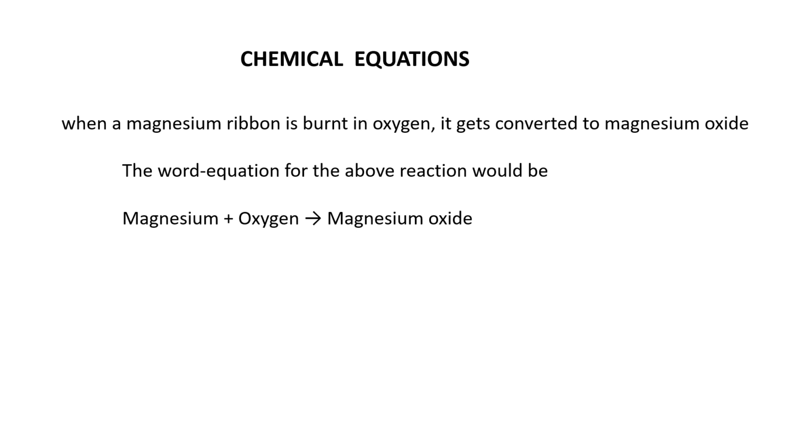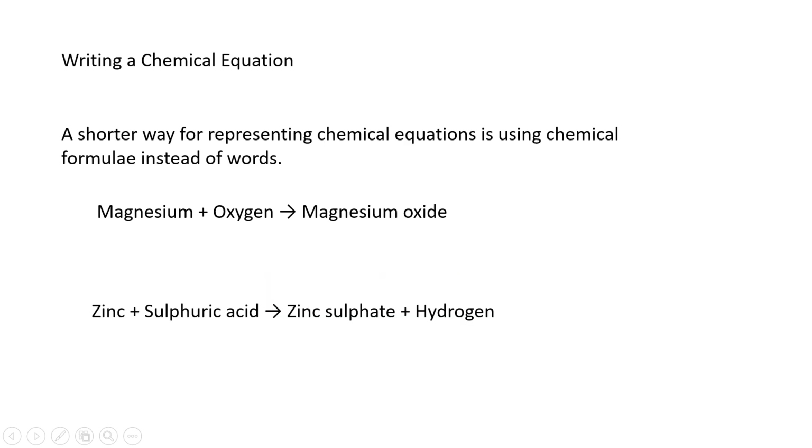Now, is there any simpler way to represent this chemical equation? See, every element has a particular symbol. Now, we'll convert this word equation into chemical formulae. Magnesium is Mg. Oxygen is O2. Magnesium oxide, MgO. Now, this is the simplest way of representing a chemical equation.